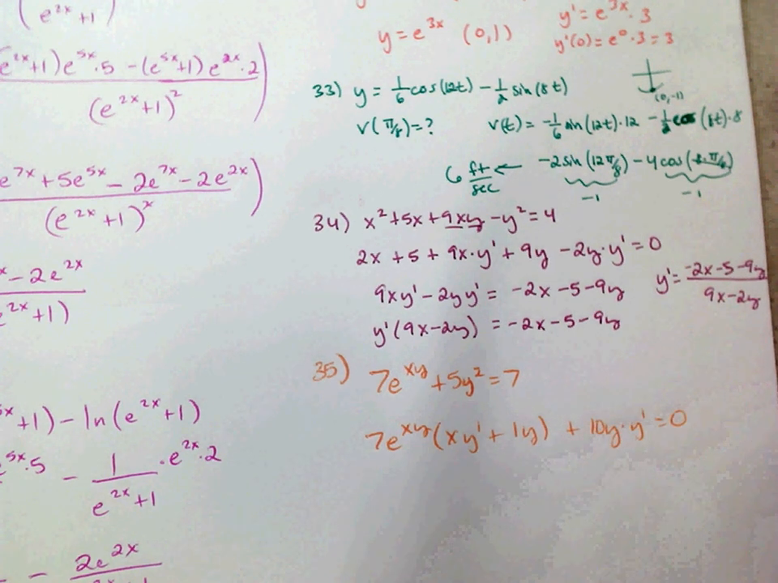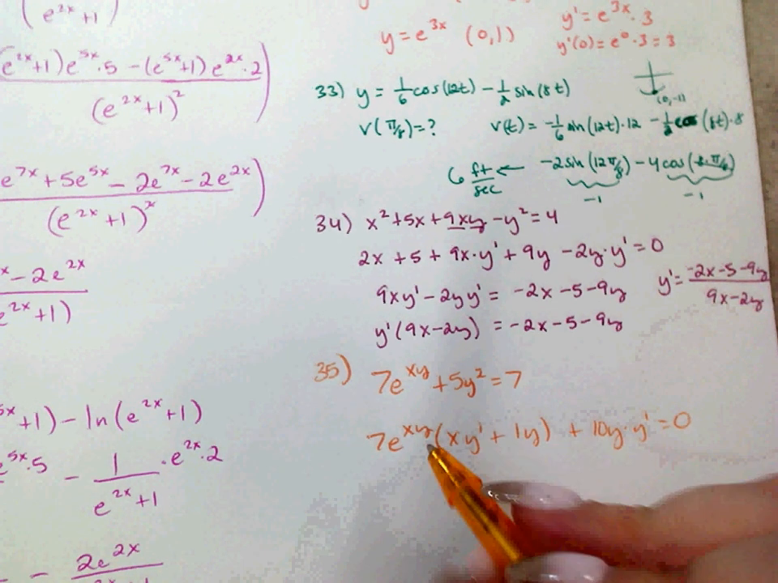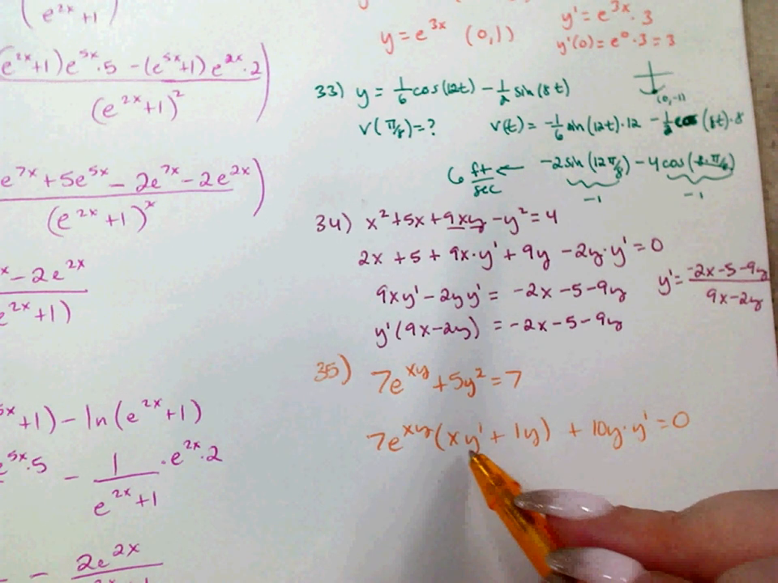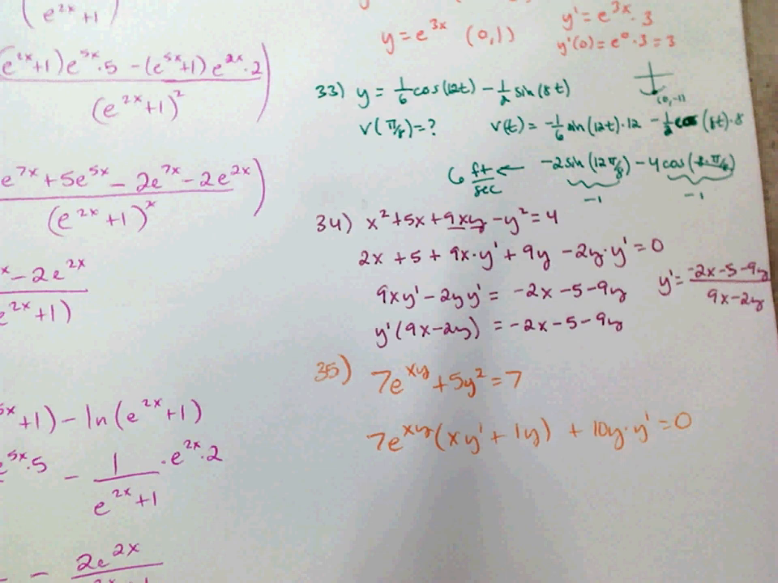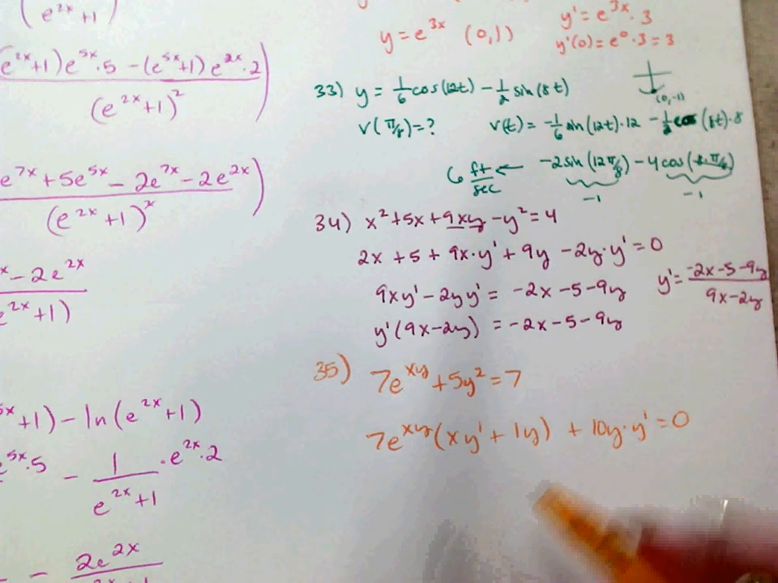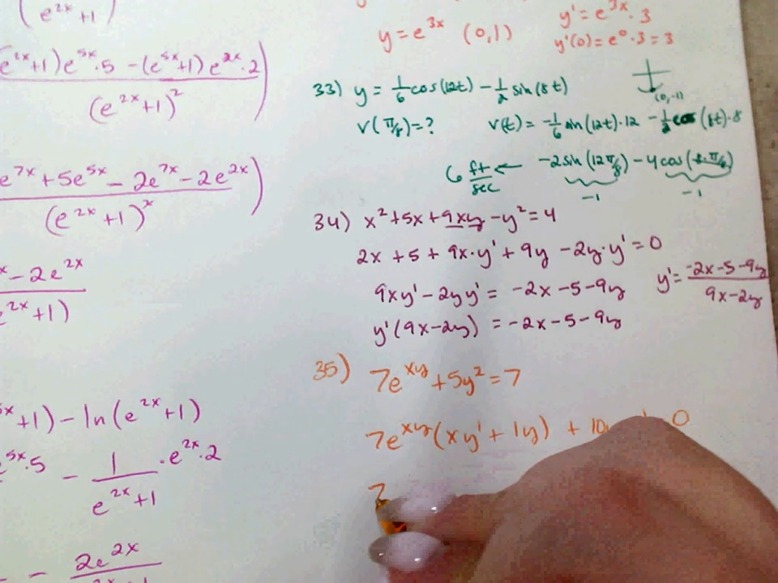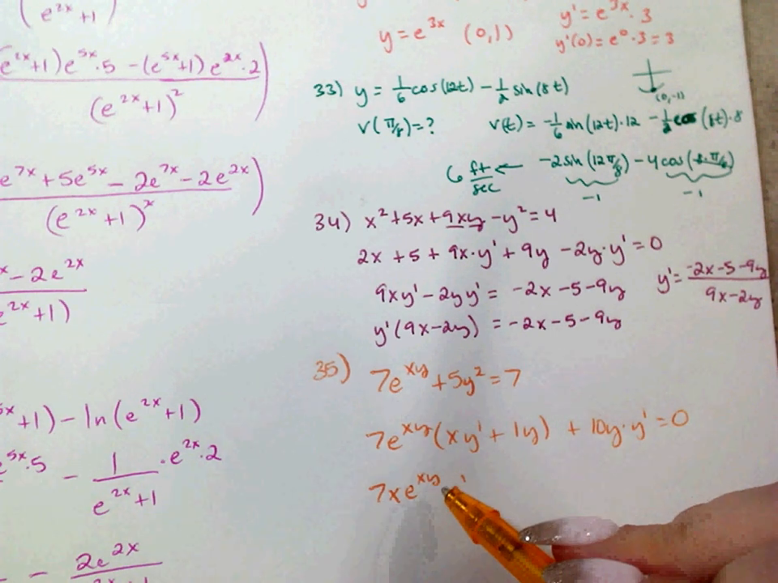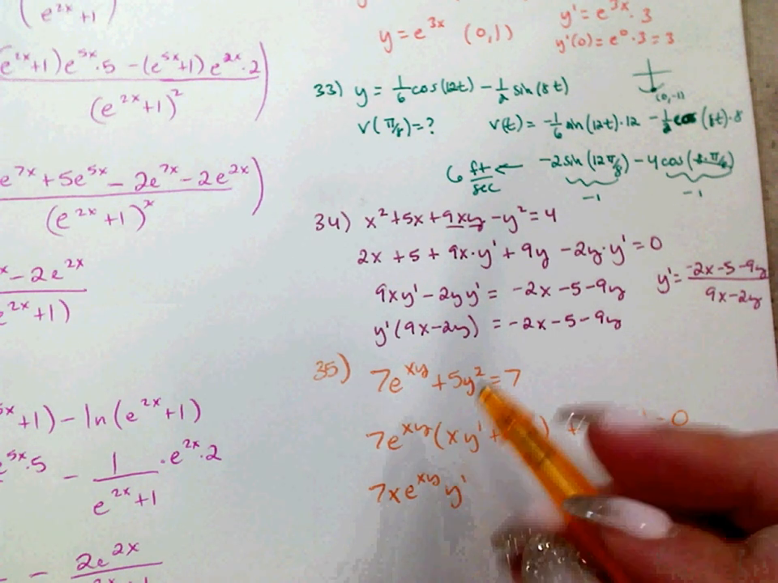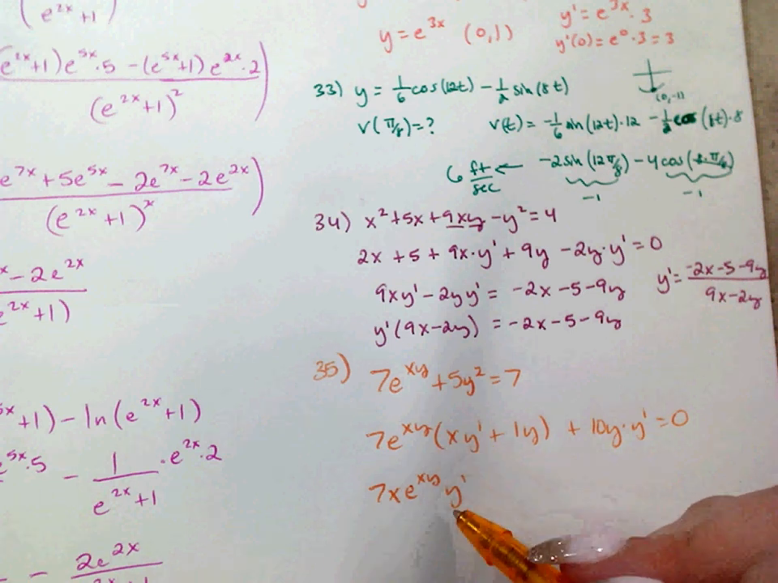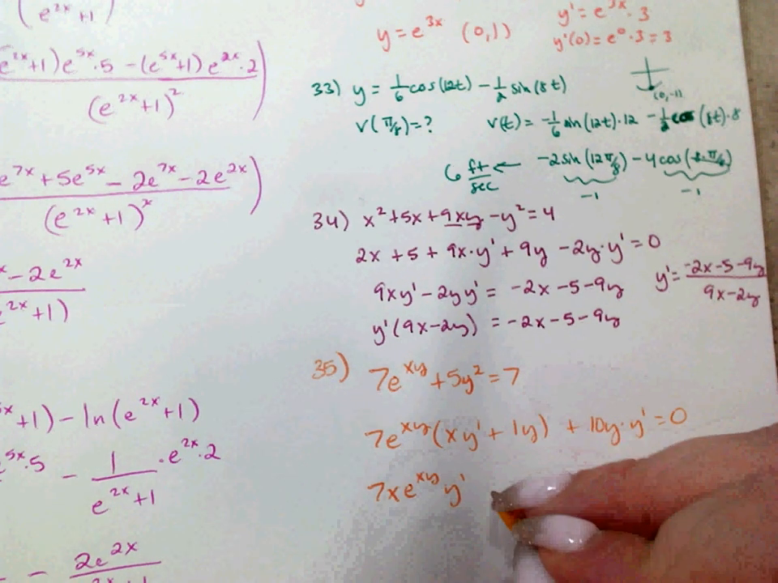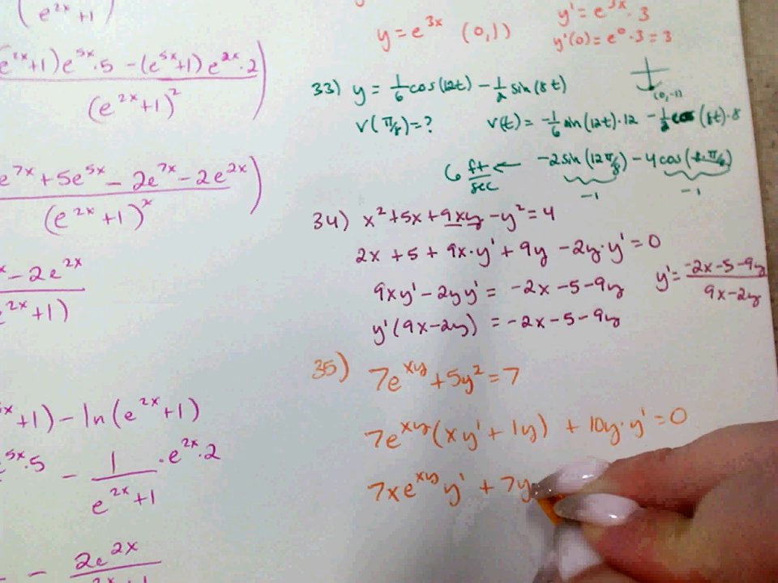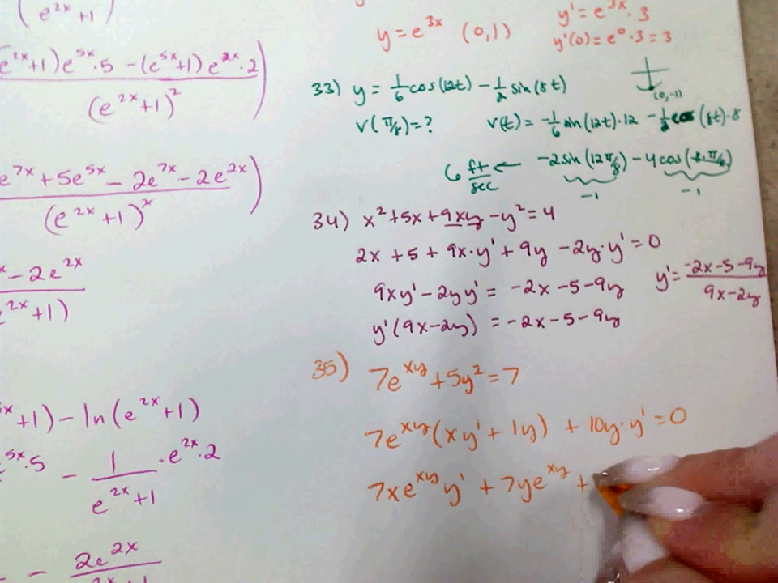I need to solve for y prime. Right now y prime, one of them is being multiplied by this thing and it's being added to something else, so we need to distribute. So I'm going to rewrite it 7x e to the xy y prime. I always put the y prime at the end just because of habit, but you don't have to. Plus 7y e to the xy plus 10y y prime equals 0.